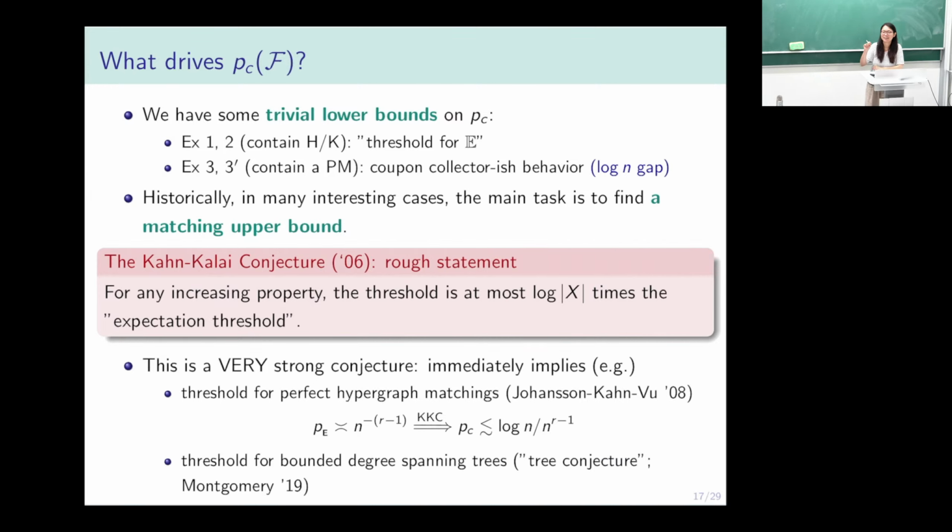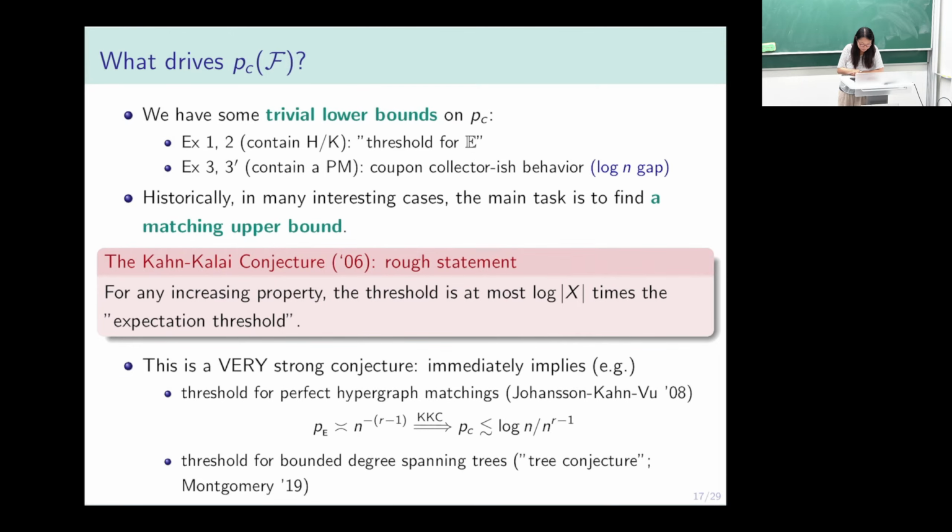Any other questions? What's the tree conjecture? Oh, it's written here: the threshold for bounded degree spanning trees. For example, if I'm given a fixed type of spanning tree, what's the threshold for G(n,p) to contain that given spanning tree, not just any spanning tree, but the given spanning tree, and if the given spanning tree has bounded maximum degree. It was surprising that the threshold for that spanning tree was open until 2019. And if we do not assume bounded degree, then this problem is still open. Okay. Any other questions?